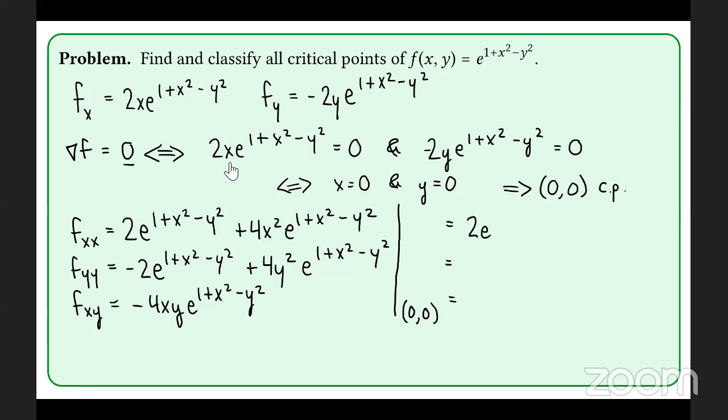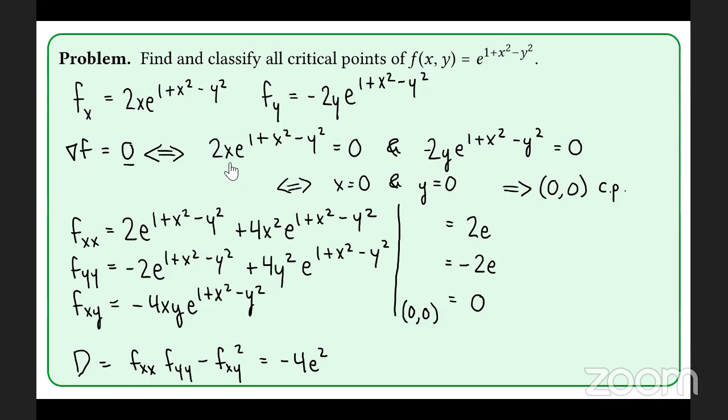There we're going to get negative 2e to the 1 plus 0, so negative 2e. And fxy is negative 4 times 0. So that's 0. Okay? So D is fxx fyy minus fxy squared, which is equal to negative 4e squared.